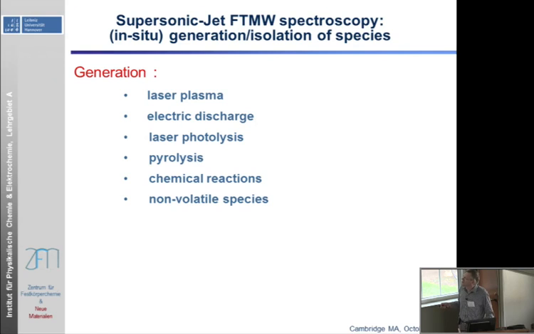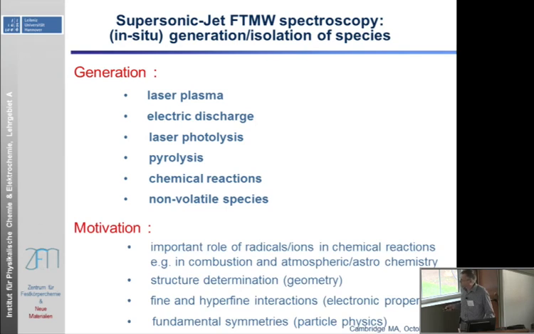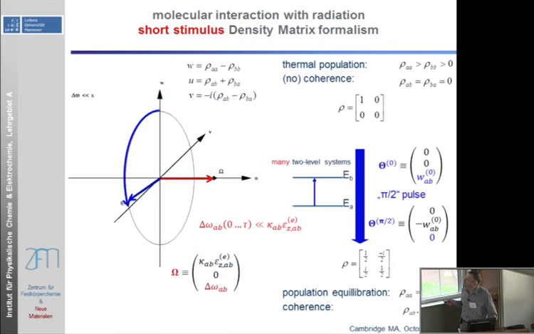We can look at non-volatile species using laser ablation. And all of this, we can use to look for molecules that can be radicals, ions, or neutral species that are important in combustion, atmospheric chemistry, astrochemistry. And we can determine the structure if we can look for fine and hyperfine interaction. And we can also, that's something newer, address fundamental topics in physics that I might, if I have time, show in the last few slides.